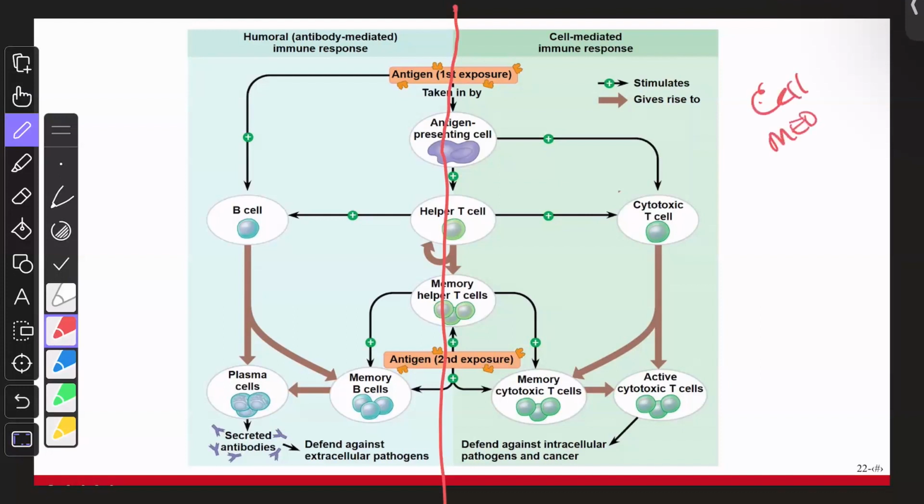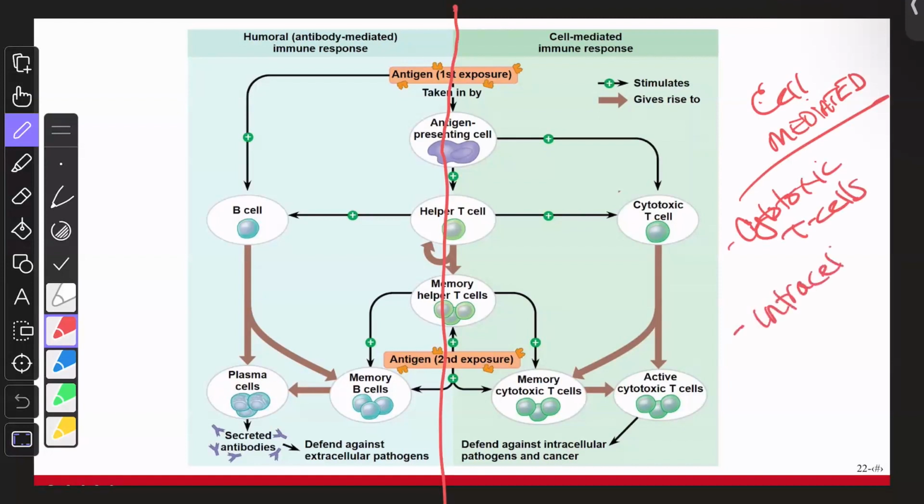If I have cell mediated, then I'm going to be dealing with what? T cells. What specific T cells? Cytotoxic T cells. Intracellular or extracellular? Intracellular. Okay, so I'm looking for intracellular pathogens. Cancer is also something that gets dealt with over here, okay?